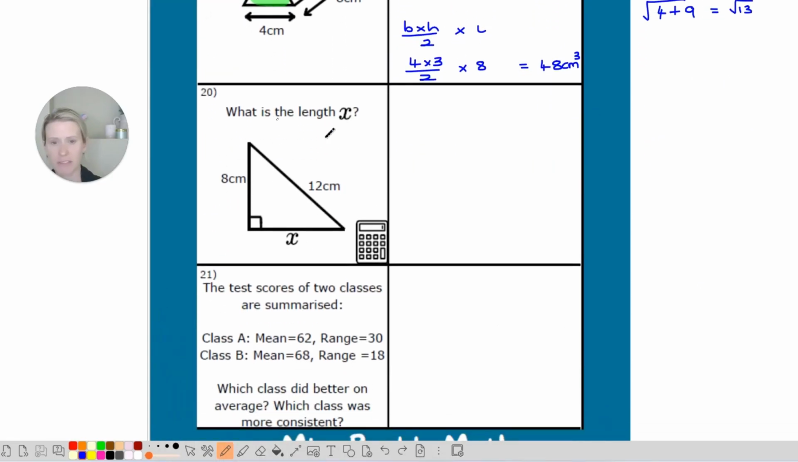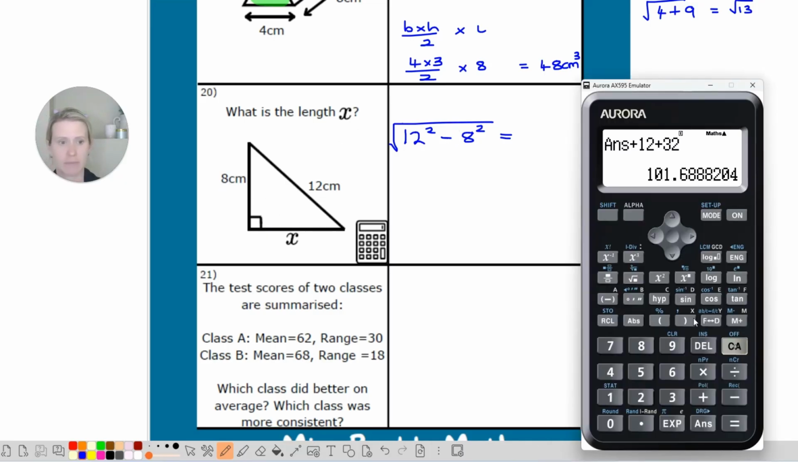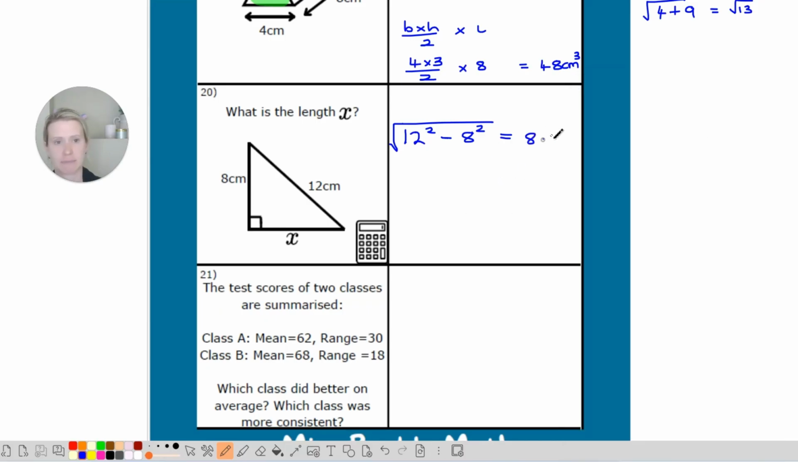Right, a Pythagoras question then. This time we're trying to find a shorter side. So we're doing 12 squared, subtract 8 squared, square rooted. If you're finding the hypotenuse, we square them and add them together. If we're finding a shorter side, we square them and subtract them from each other. So it's the square root of 12 squared, subtract 8 squared, and that gives us 8.9 centimetres.